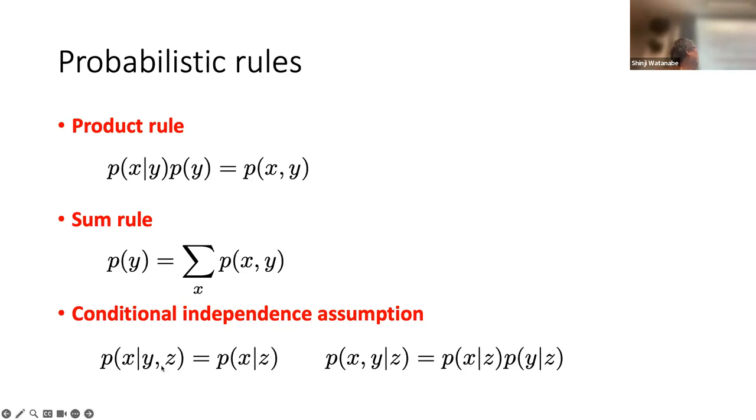Like for example, in this case, given Z, Y is not important to generating X. In this case, we can actually remove the Y. So this is a kind of conditional independence assumption. By the way, this one and this one are equivalent, and it can be easily proved, and this would be one of the homework.